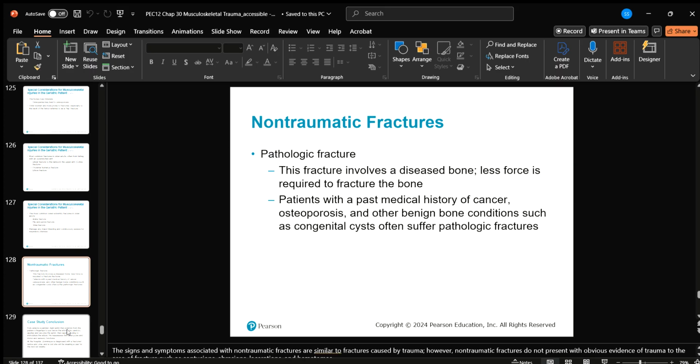All right, still talking about non-traumatic fractures. This can be caused by a diseased bone. We're talking about individuals with cancer, osteoporosis, or other conditions that can cause this. And then the rest of the slides are just case studies that we are not going to go into.